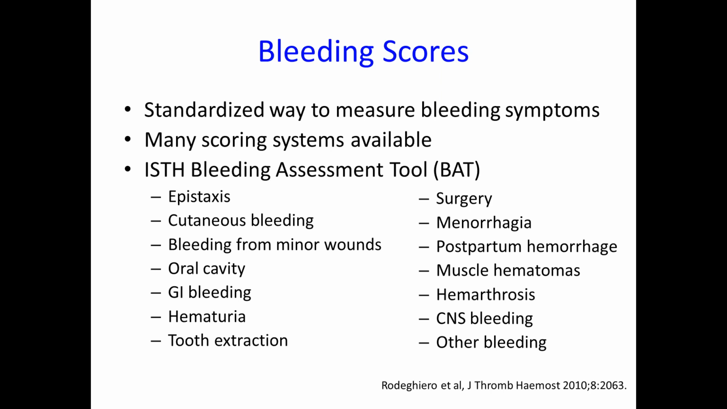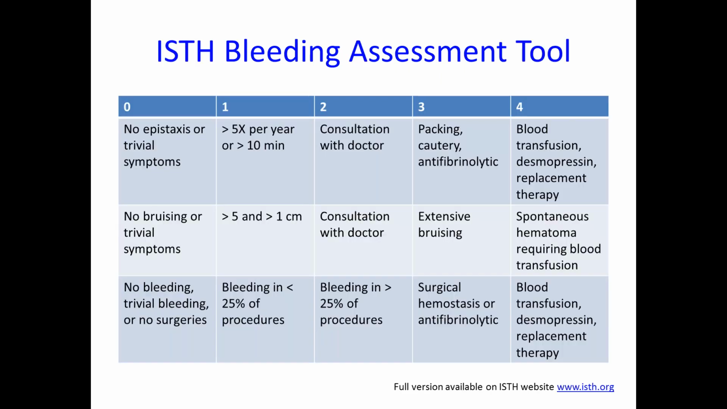This is a measure that looks at a variety of areas of bleeding. There are questions about epistaxis, cutaneous bleeding, bleeding from minor wounds, oral cavity bleeding, GI bleeding, hematuria, tooth extraction, surgery, menorrhagia, postpartum hemorrhage, mesohematomas, hemarthrosis, CNS bleeding, and then other bleeding. And for each of these questions, patients are assigned a score. And this next slide shows the bleeding assessment tool scoring for several areas: epistaxis, bruising, and bleeding with surgeries.